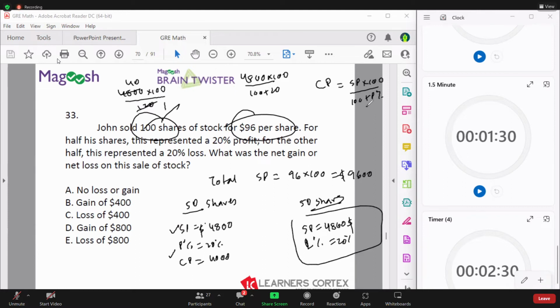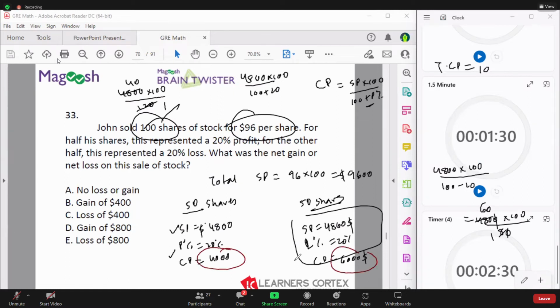Same thing here, instead of plus P%, you subtract the loss percent. So this becomes 4800 times 100 over 100 minus 20, which is 4800 times 100 over 80. The zeros cancel. 8 times 60 gives us the cost price as $6,000. Now total cost price would be $10,000, which is adding this value and this value, and total SP would be 9,600, which we have already calculated. So overall loss of $400.